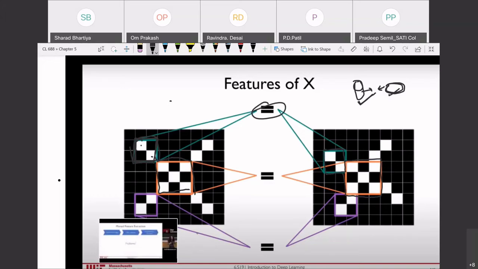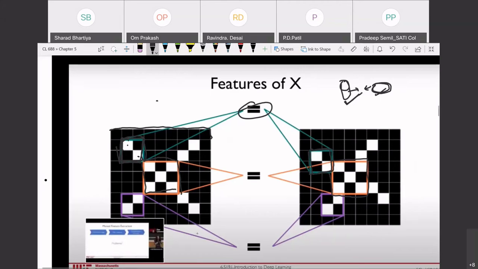So if the image is rotated or distorted, I should still be able to look into these peculiar features and not be bothered about what is their location with respect to the frame, if I may say that. And so if these features are similar, then I should be able to understand that these belong to the same class.